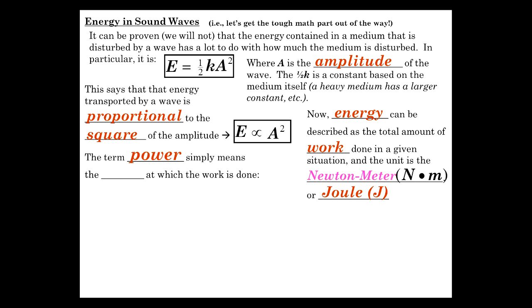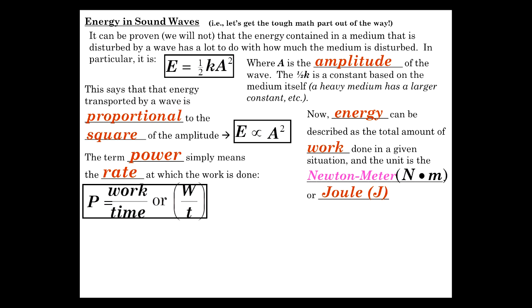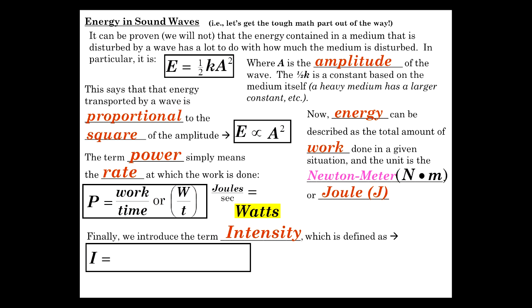Now the term power is the rate at which that work is done. So that's the rate at which the energy is delivered. So it's work over time, and that's joules per second. The unit for that is, that's right, the watt. Now we introduced the term intensity, and intensity is defined as follows. So far everything should be review for most of you watching this. Intensity is simply power over area.